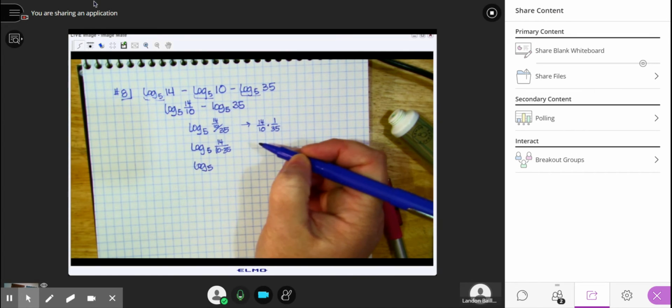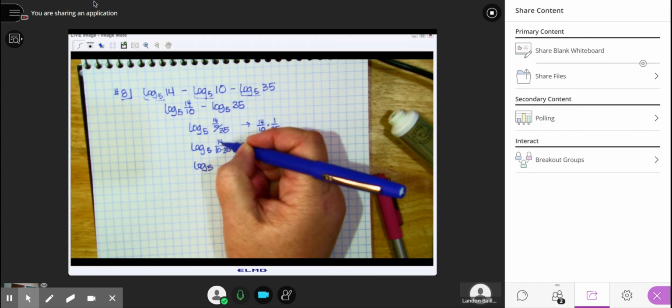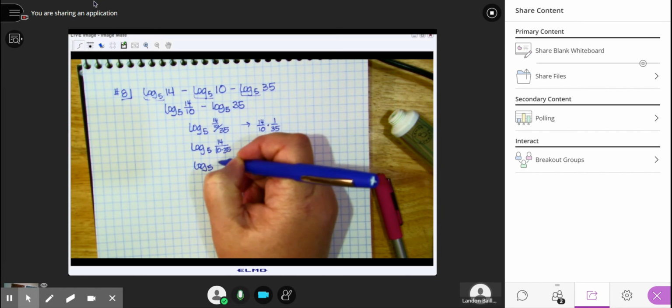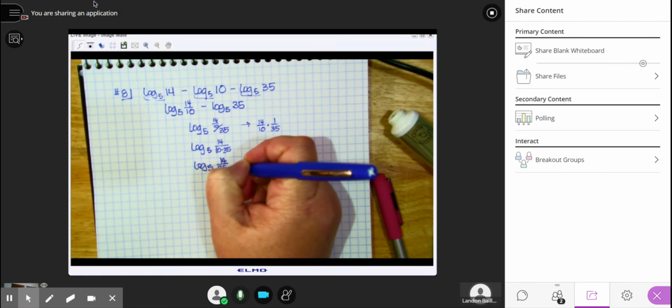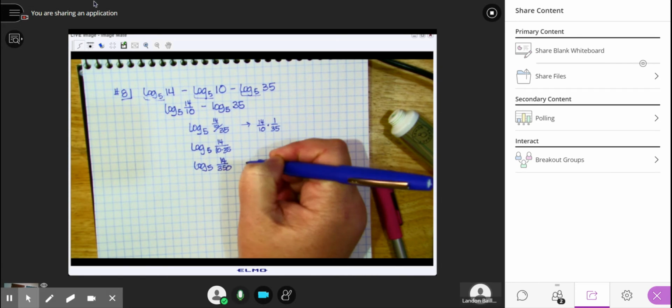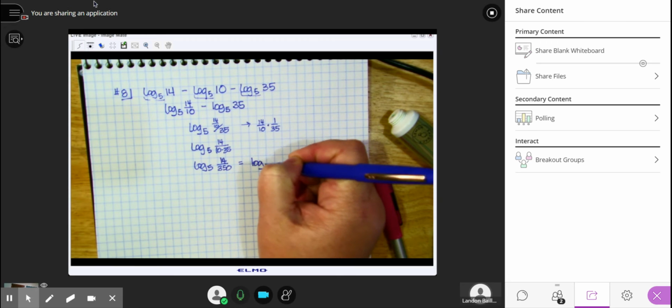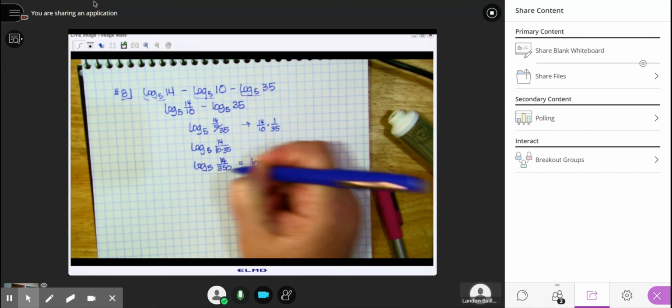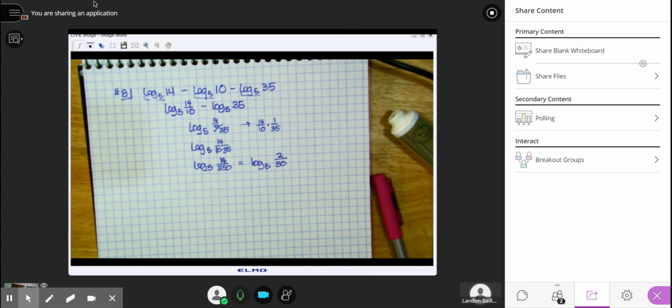What are we going to get here? 2 over, no. I'm not thinking. 14 over 350, and 7 will go in there twice, and 7 will go in there 50 times, I think. Mm-hmm. Oops.